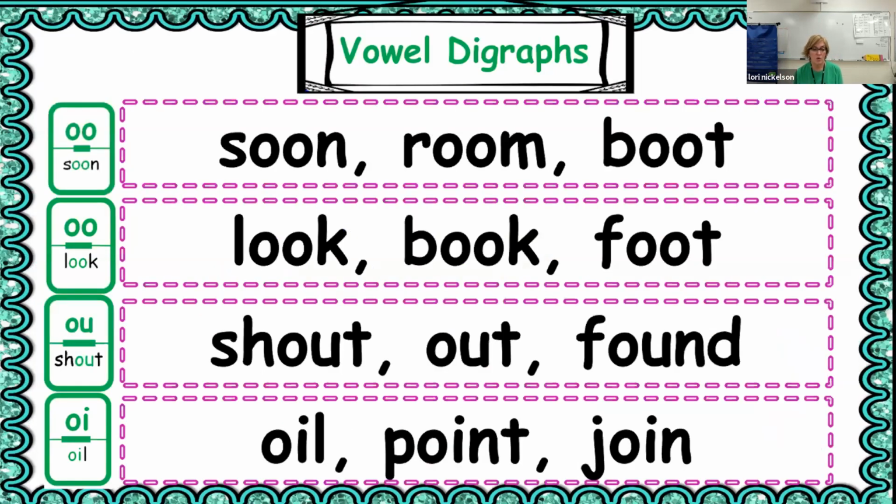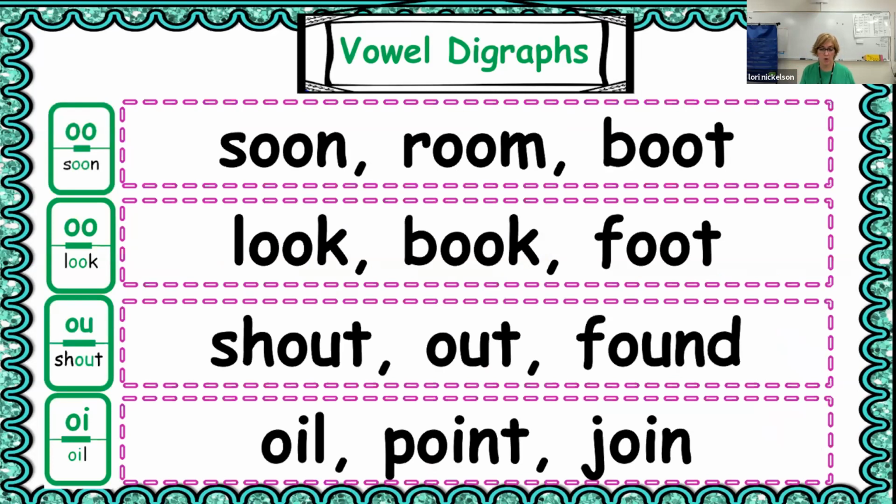Some vowel digraphs here. We have the oo, as in soon, room, and boot. We also have the oo sound, as in look, book, and foot. We have the ow sound, as in shout, out, and found. We also have the oi sound, as in oil, point, and join.